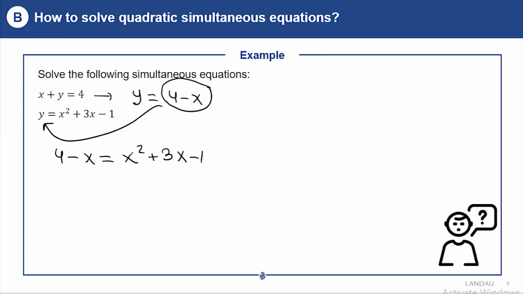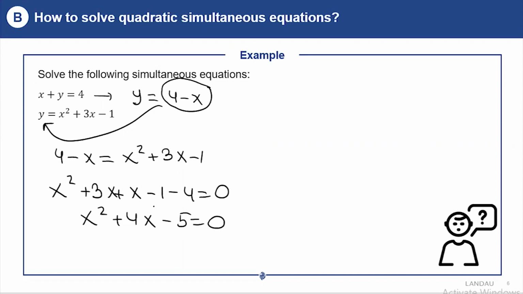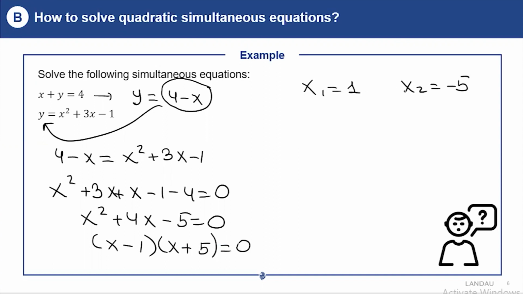As in the previous question, firstly we will write all terms on one side and then we will try to find the values of x. So it will be x squared plus 3x plus x minus 1 minus 4 equals 0. x squared plus 4x minus 5 equals 0. It is the same as the previous question, so let's write it directly. We will get x minus 1, x plus 5 equals 0, and x1 will be 1 and x2 will be negative 5.